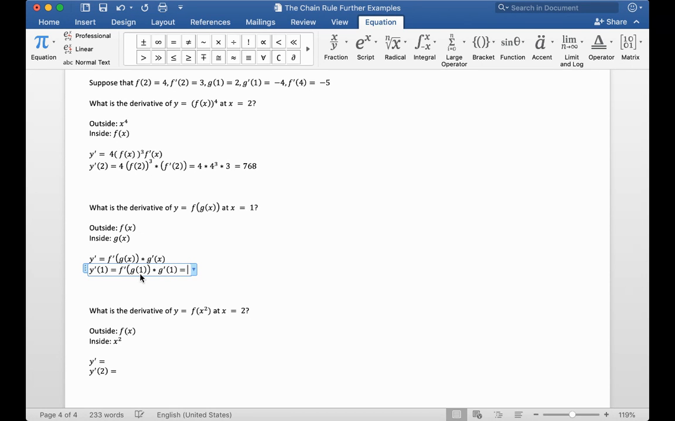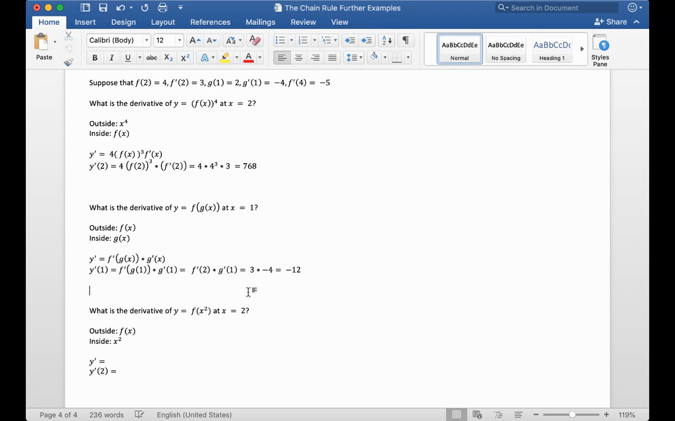And then we come up here to the top to look up this information. G of 1 is 2, and so it's going to be f prime of 2 times g prime of 1. F prime of 2, we were told, is 3, and g prime of 1 is negative 4, and that's going to get us negative 12. So our answer to the second question is negative 12.